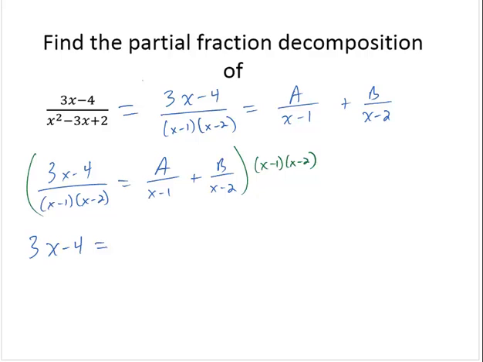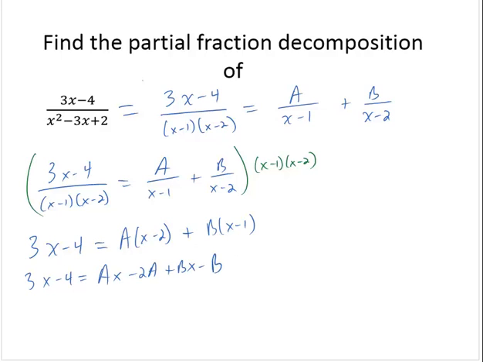On the right-hand side, some factors reduce out. When I distribute through the first term, the factor of x − 1 will remove, leaving a(x − 2). And similarly, in the second term, I'd have b(x − 1). So then 3x − 4 is equal to ax − 2a + bx − 1b.